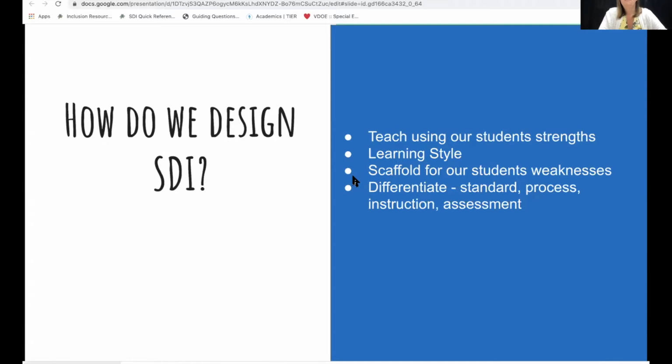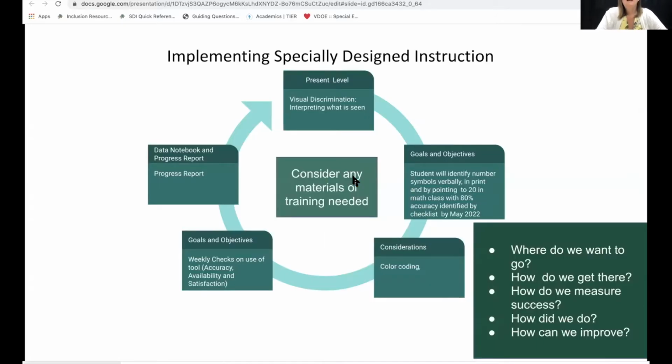And then, of course, scaffolding for the students' weaknesses. How are you going to scaffold that material for your students' weaknesses, the things that they need the most? And then differentiate. Are you going to differentiate the standard, the process, the instruction, or the assessment? Those are the areas that you have to look at. Implementing SDI is a vicious cycle. And it's just like anything that we do in special ed, it continues to flow back. And every year we look at the same things. So, of course, we're going to look at the student's present level, their strengths, their weaknesses, and what they need to access that curriculum.